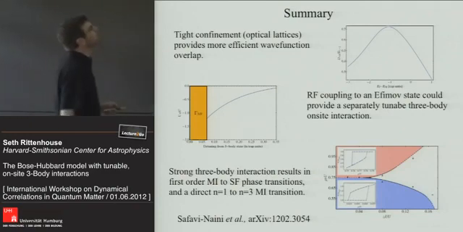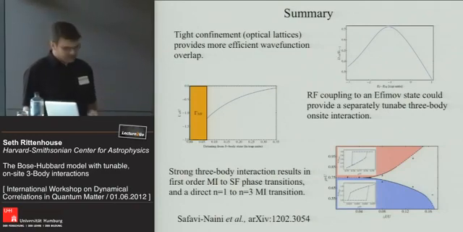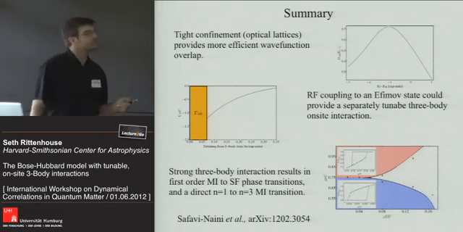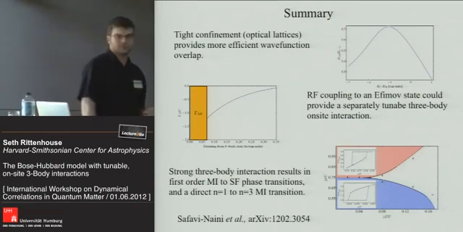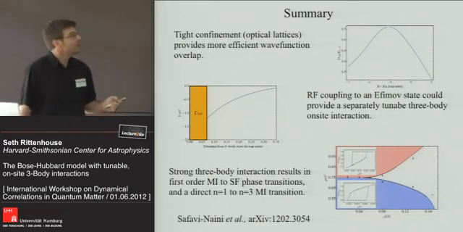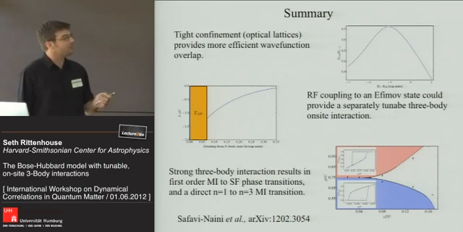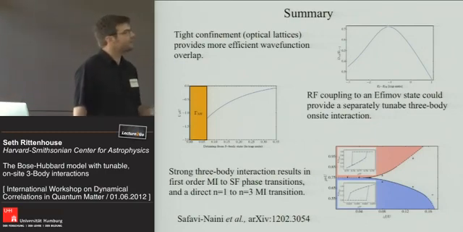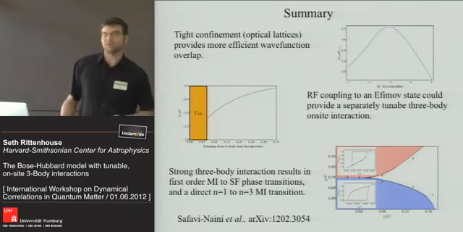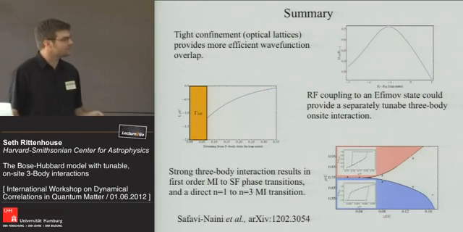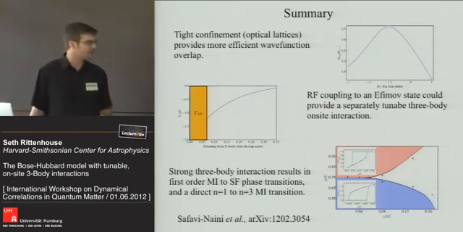All right, so just to summarize, I showed that tight confinement, you know, a nice optical lattice, really could open up a more efficient wave function overlap and ability to probe FMOV physics. Using this kind of large Rabi frequency that could be there, we can try and use an FMOV state to provide a separately tunable three-body interaction. And this three-body interaction has some surprising and interesting consequences in the Bose-Hubbard phase diagram.